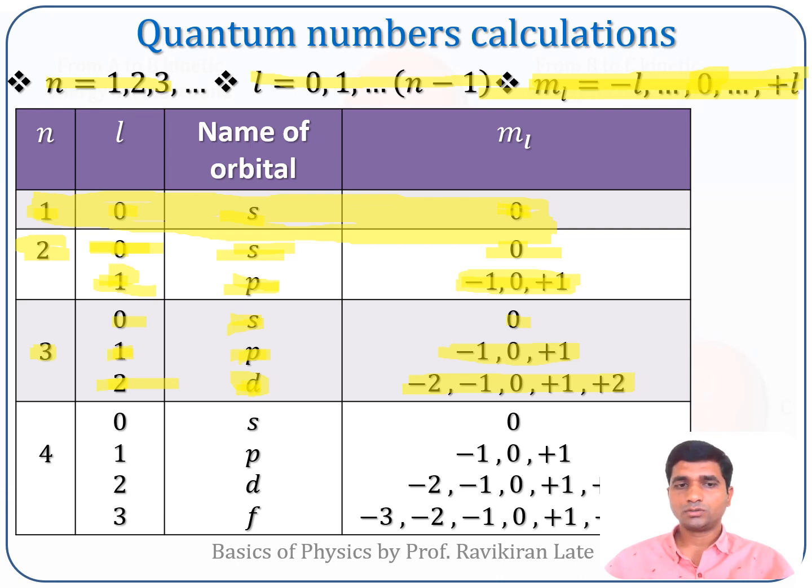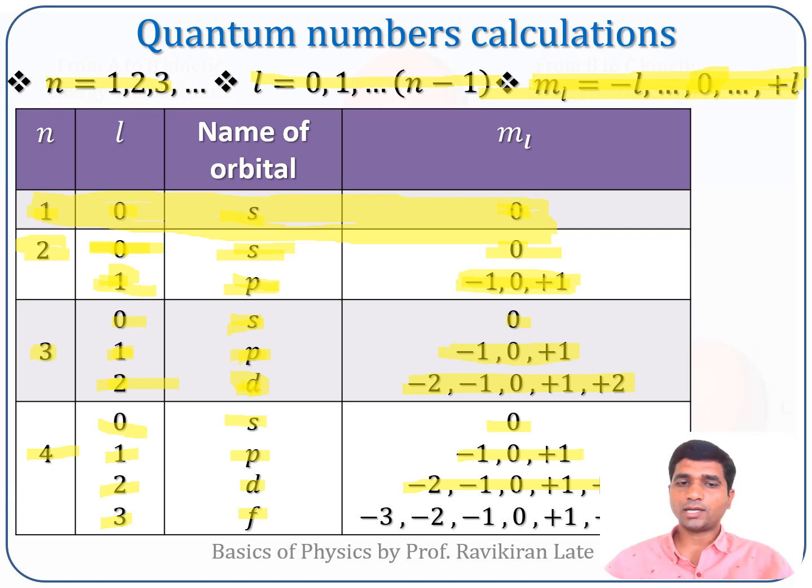and plus 2. This way you can calculate for the fourth quantum number as well, for which L can take values from 0 to 3, that is 0 to n minus 1. So 4 minus 1 is 3, which corresponds to s orbital, p orbital, d orbital and f orbital. The s orbital has only a single ml value, the p orbital has 3 suborbitals corresponding to ml equal to minus 1, 0 and plus 1. Similarly for the d orbital there will be 5 suborbitals, that is minus 2, minus 1, 0, plus 1 and plus 2.